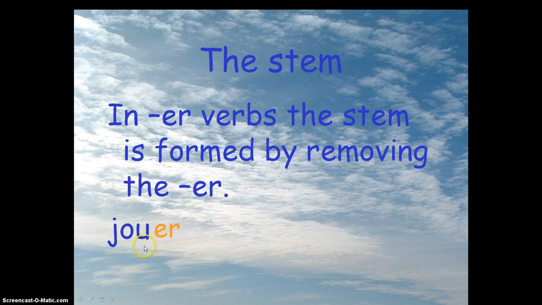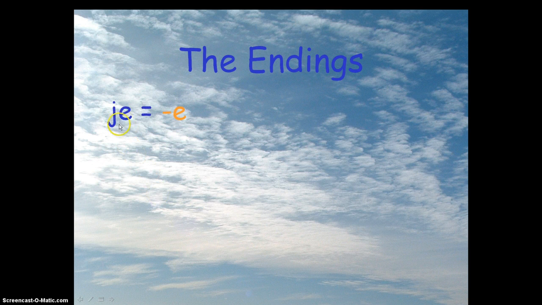Because we're gonna keep the stem here. It's J-O-U. That's the stem because we dropped the ER. So these are the endings that we need to know. For je, the ER becomes E. For tu, the ending is ES. For il it is E, for elle it is E, for on it is E.